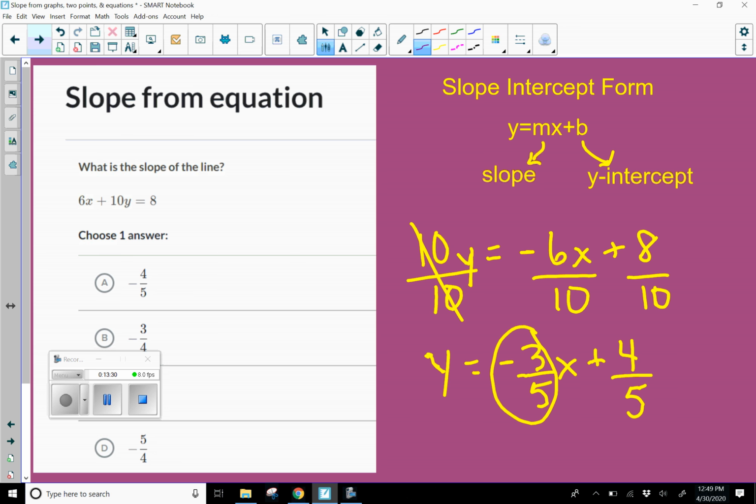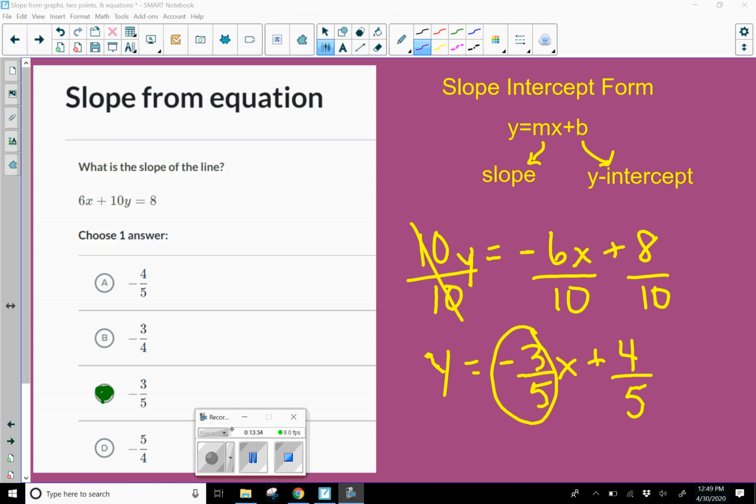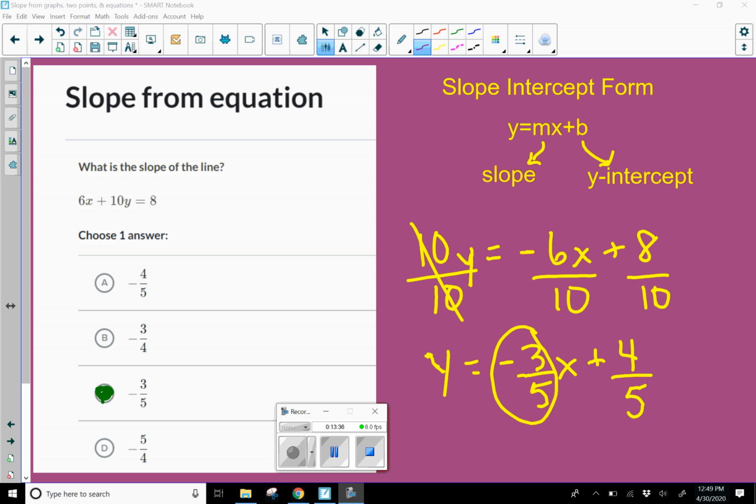So here again, I've included all this right here over to the right as a little cheat sheet for you. Let's take a look at this equation. So the first thing you want to do with your equation is write it in slope-intercept form, which is y equals mx plus b.